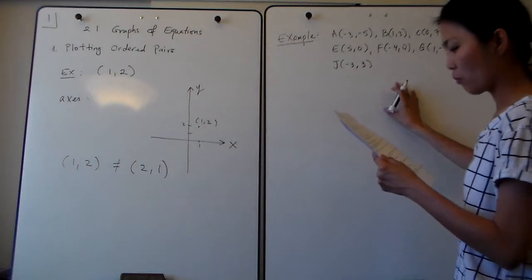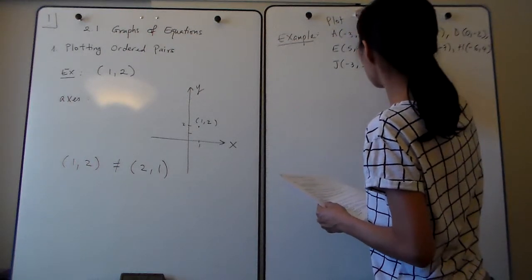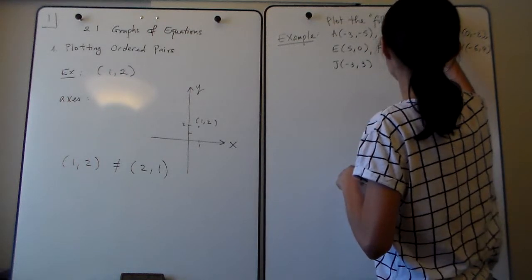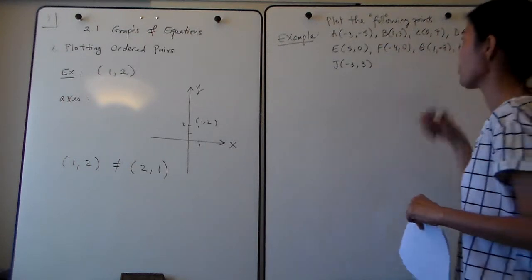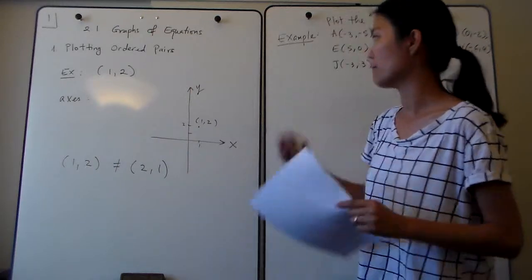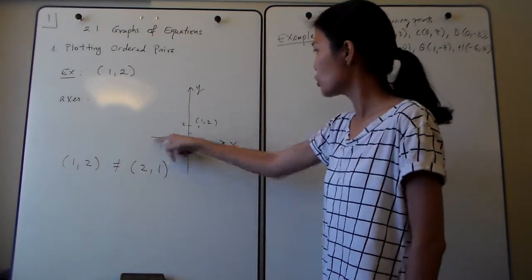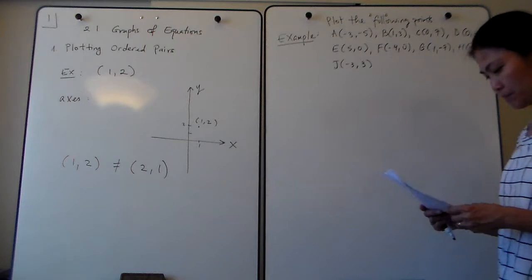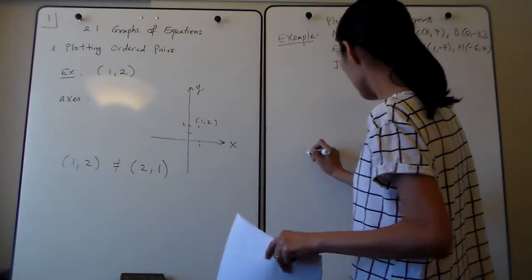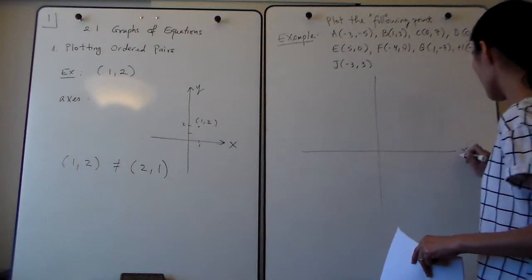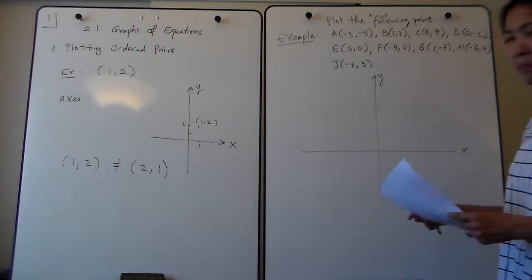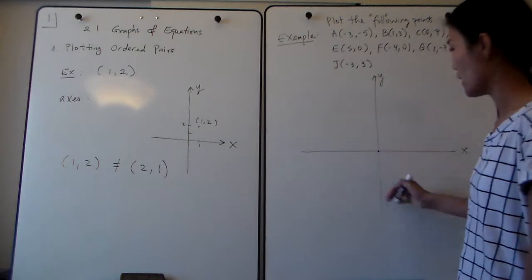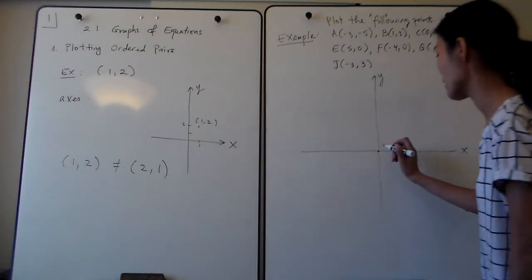So we're going to plot the following points. Each of these represents a point on the plane. And this plane is formed by 2 number lines. One is called the x-axis, the other is the y-axis. All right. So first we draw the x-axis and y-axis, okay? And where they meet is 0. We call it the origin, where these 2 number lines cross.